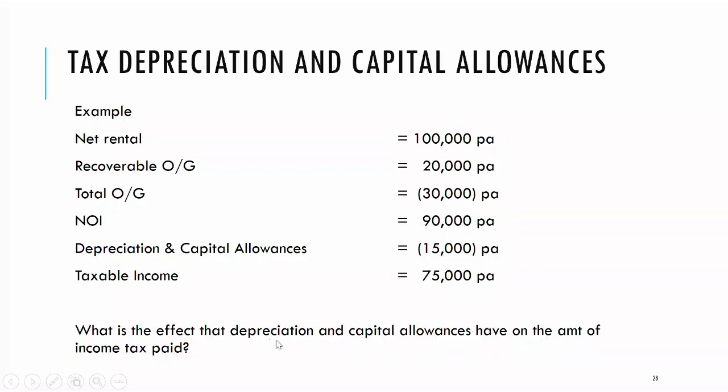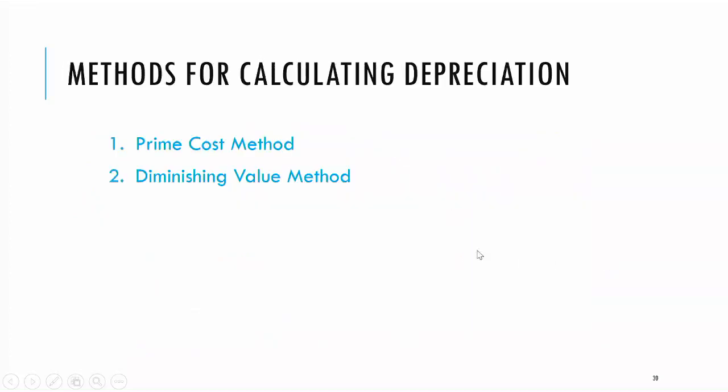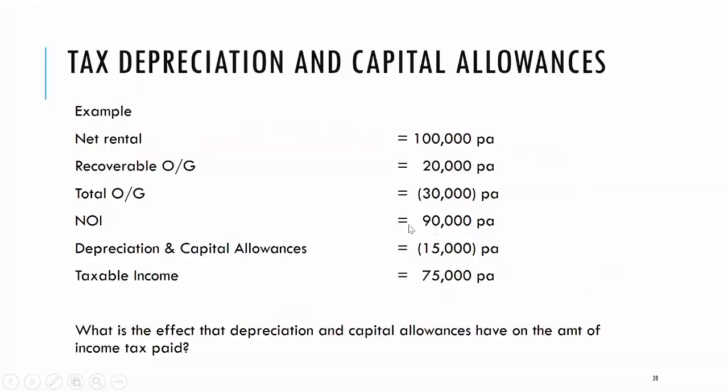What is the effect that depreciation and capital allowances have on the amount of income tax paid? So now calculate the tax, say it is 30%. 30% on 75,000, around 25,000. If you did not use these capital allowances, you would have to pay tax on 90,000. Simple.